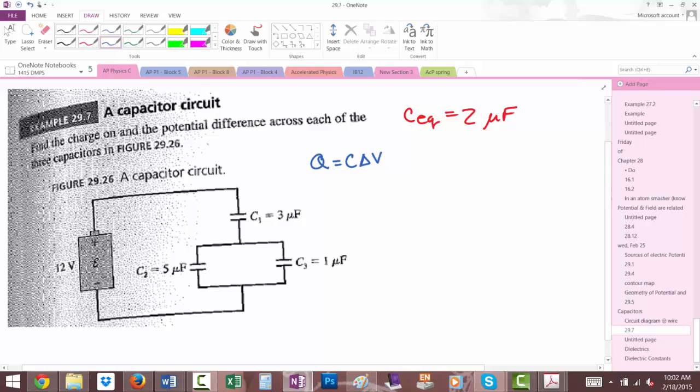So 24. So it's coming back. So the charge stored, 2 microfarads times 12 volts is going to be 24 microcoulombs of charge. 24 microcoulombs of charge is stored on Q1.